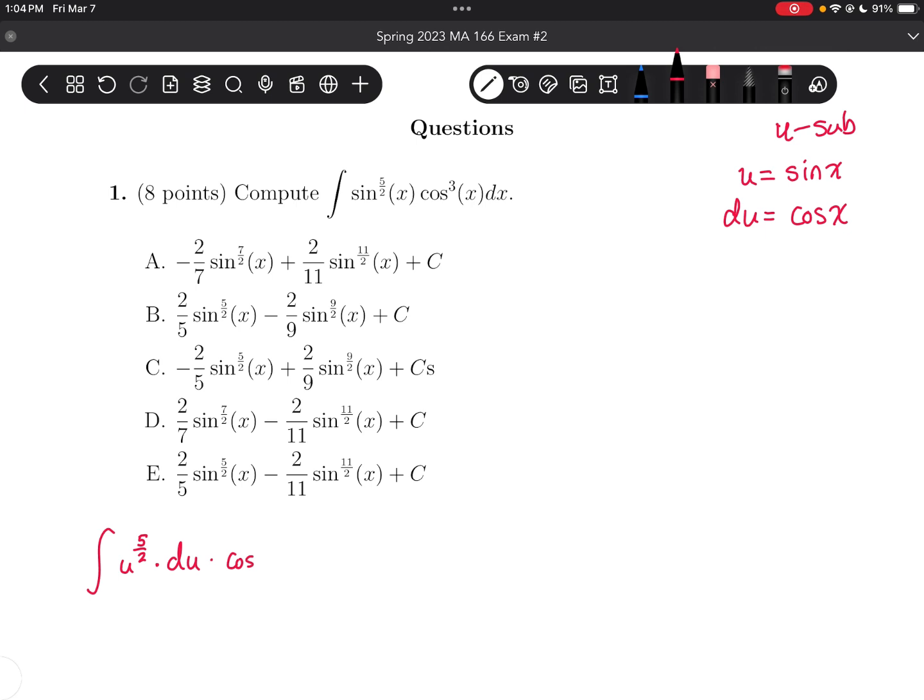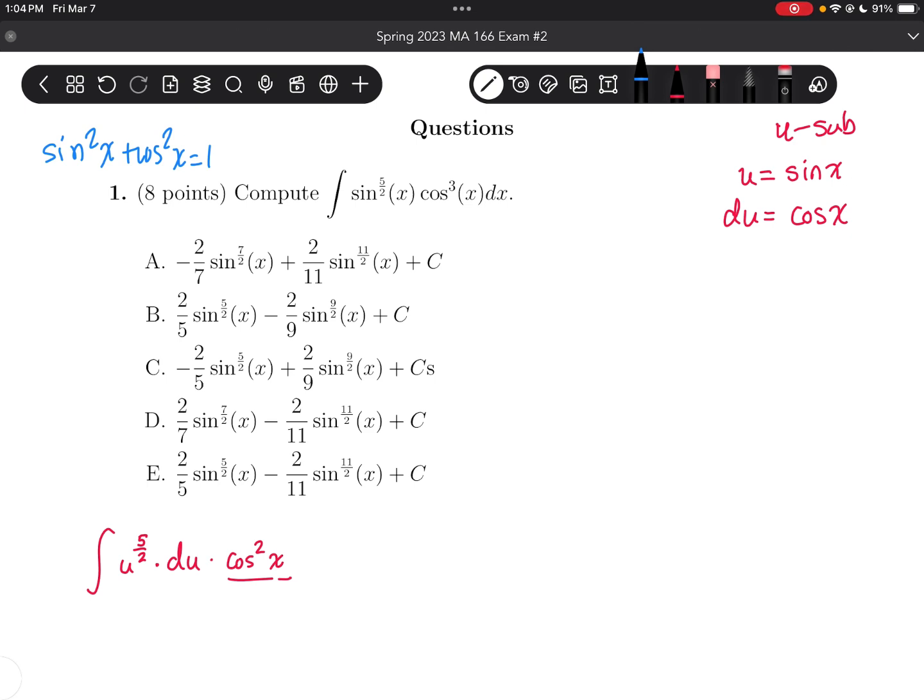and we are left over with this cosine x squared term. So there's a little bit left over, and we can't integrate this as is right now because of this over here. So we have to somehow get rid of that. And this is where we use the Pythagorean identity. The Pythagorean identity states that sine squared x plus cosine squared x equals 1.